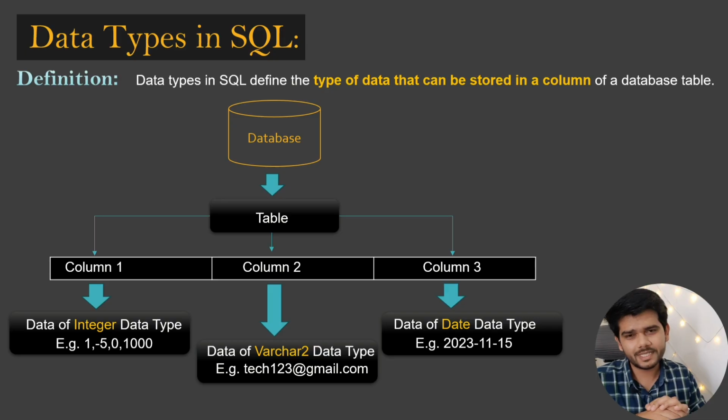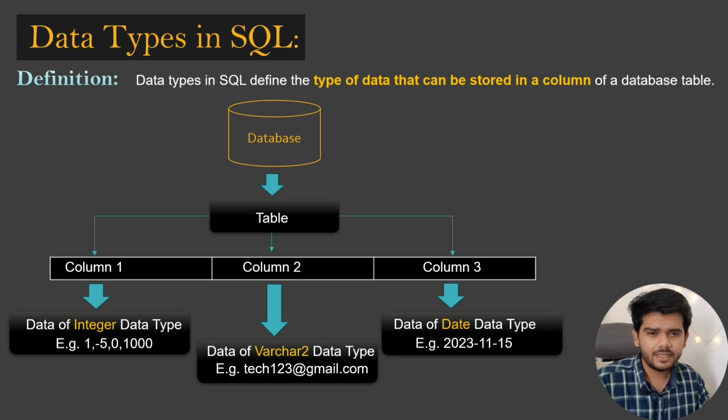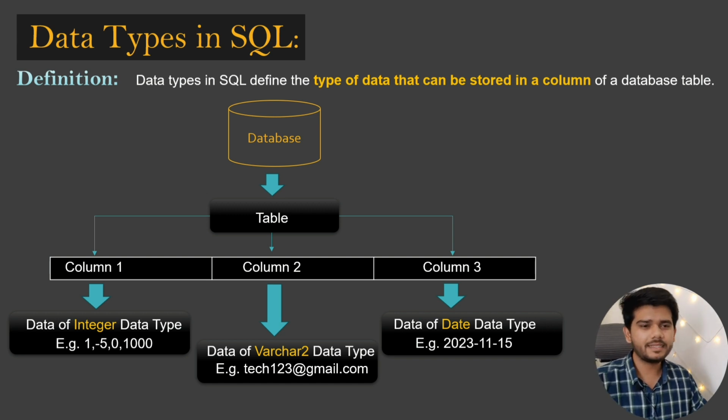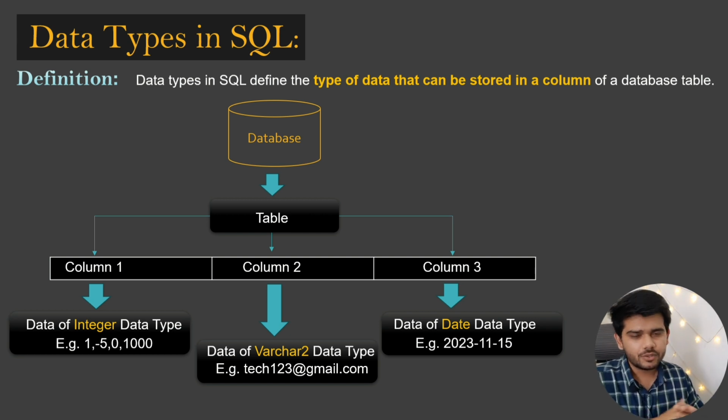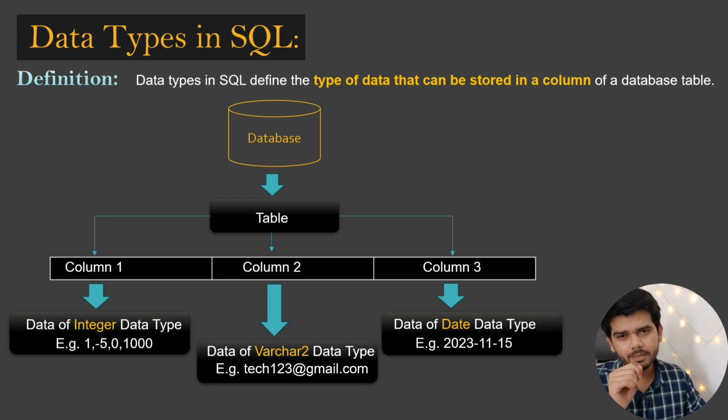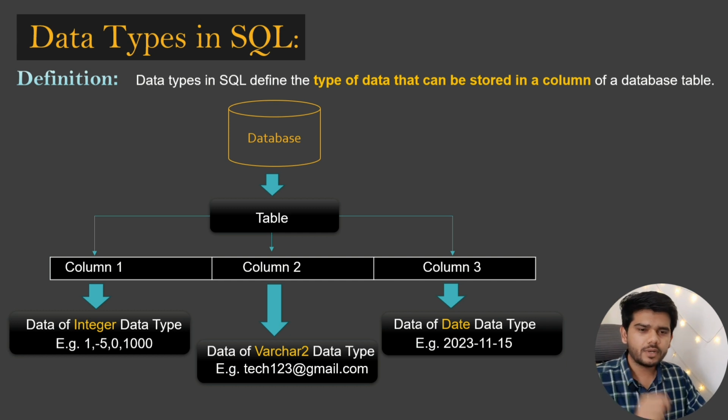First, understand what a data type is. The definition is that data types in SQL define the type of data that can be stored in a column of a database table. So this highlighted part says that what type of data we want to store in a column is decided by a data type. We'll get more clarity about data types with the help of the below flowchart and some examples.